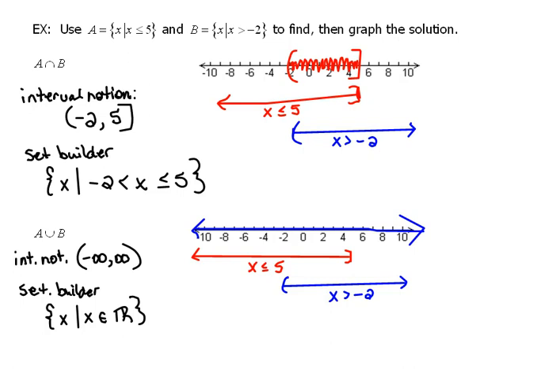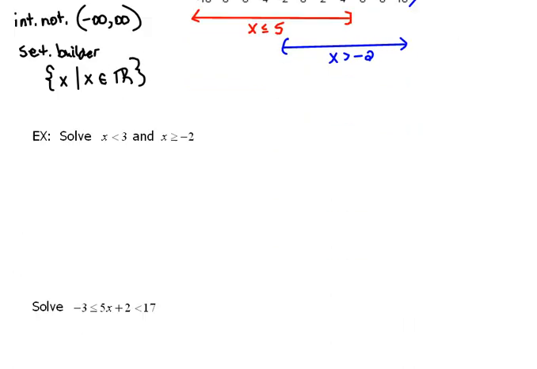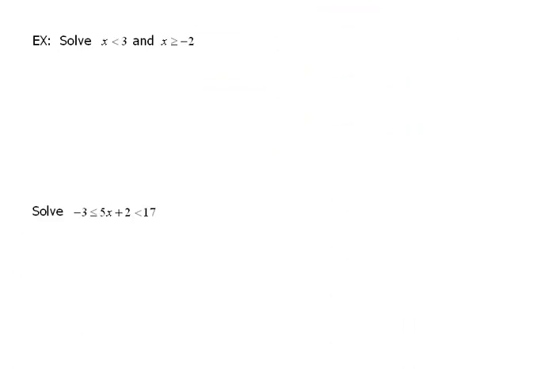Let's try doing another example real quick. I think we've got time. This says solve x is less than 3 and x is greater than or equal to -2. So first things first, let's draw out a number line so that we can get an idea of what we're talking about here. I'm going to say zero is right there in the middle. Let's see, 3 would be here, and -2 would be over here.